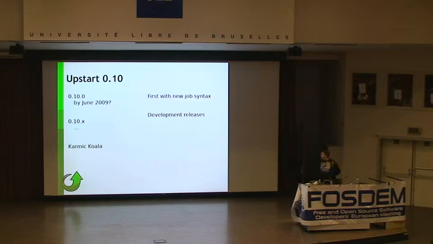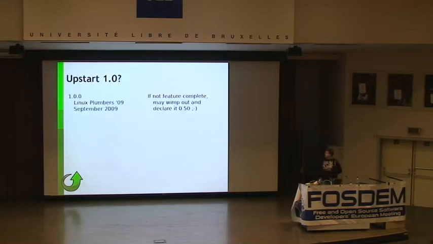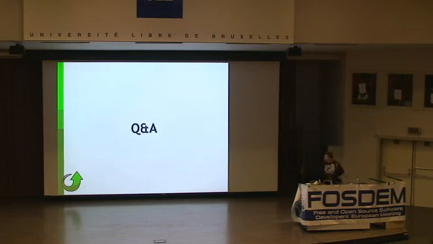So you can use that, and I suspect Fedora 12 will probably pick that up as well in its development process. And then Upstart 1.0, the current target release date is for the Linux Plumbers Conference in September. That's in Portland. And if I wimp out before then and decide it's not 1.0 because it's not feature complete, it might be declared 0.5, but I doubt that. But so a lot of these features should be ready in time for Plumbers later this year. Okay, so that's my quick sort of tour.